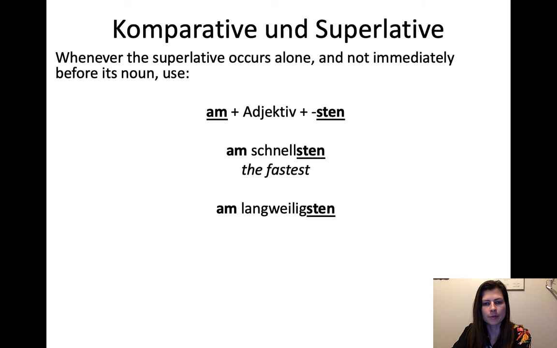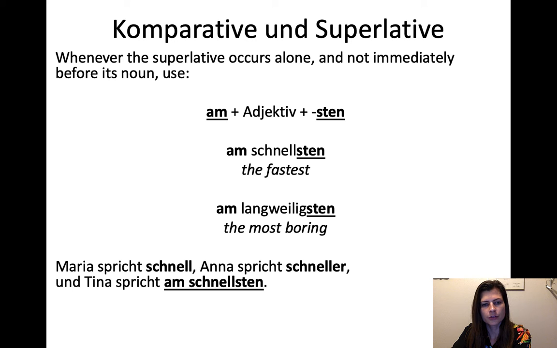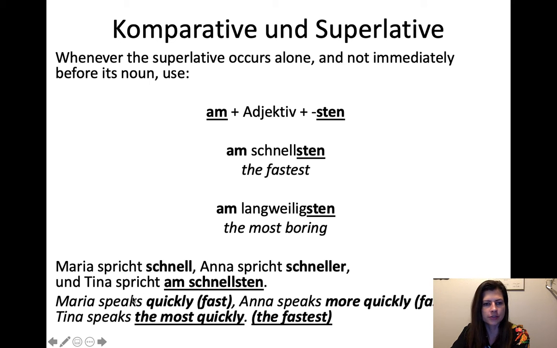Am langweiligsten, the most boring. So for example, we can say, Maria spricht schnell, Anna spricht schneller, und Tina spricht am schnellsten, which means Maria speaks quickly or fast, Anna speaks more quickly, faster, and Tina speaks the most quickly or the fastest.